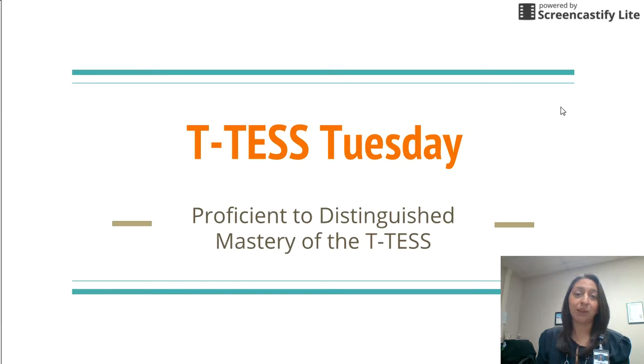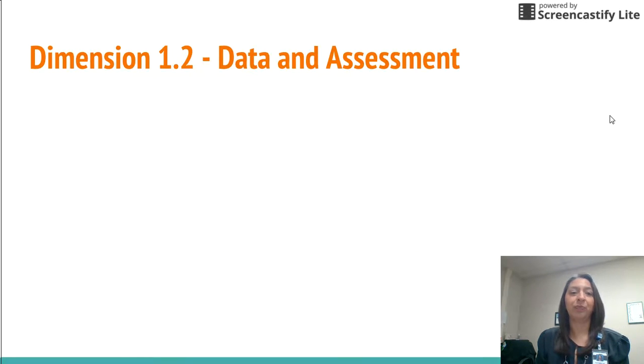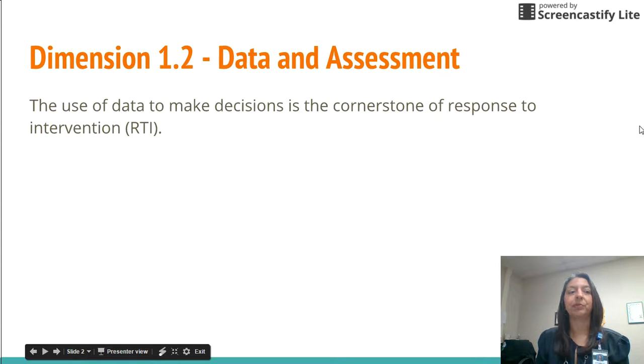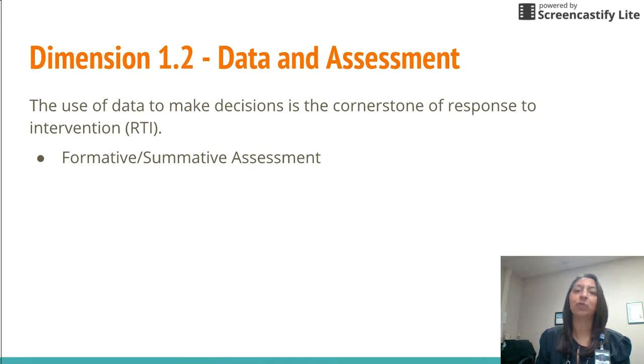Today we'll be talking about another dimension, so I do hope the information that I will be discussing today will be valuable for you. We're going to be looking at dimension 1.2, data and assessment. The use of data to make decisions is the cornerstone of response to intervention, RTI. Formative assessment should be used to adjust instruction for the remaining lessons of the unit, or summative assessment should be used to determine the need to revisit certain concepts throughout the curriculum.